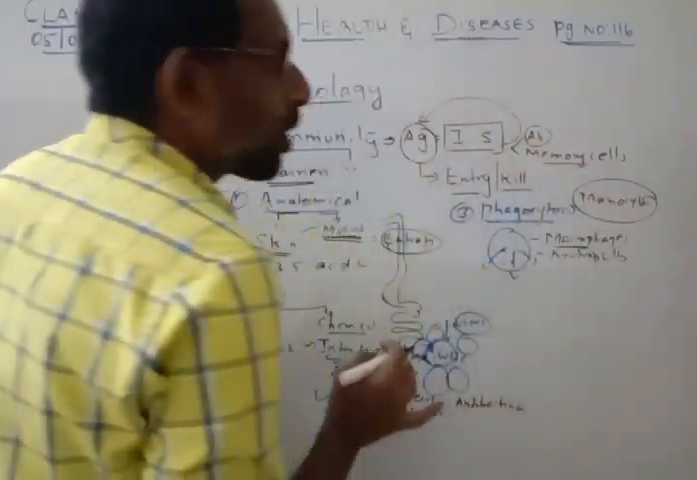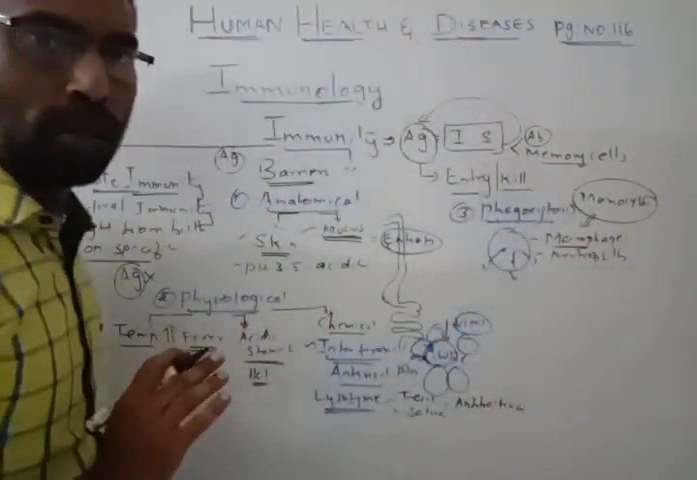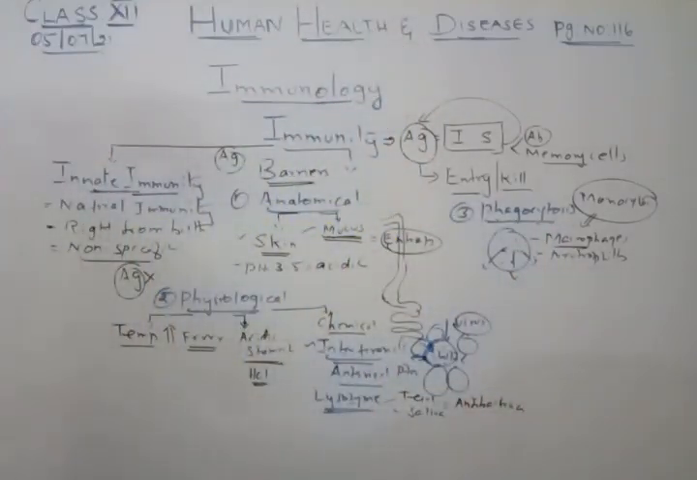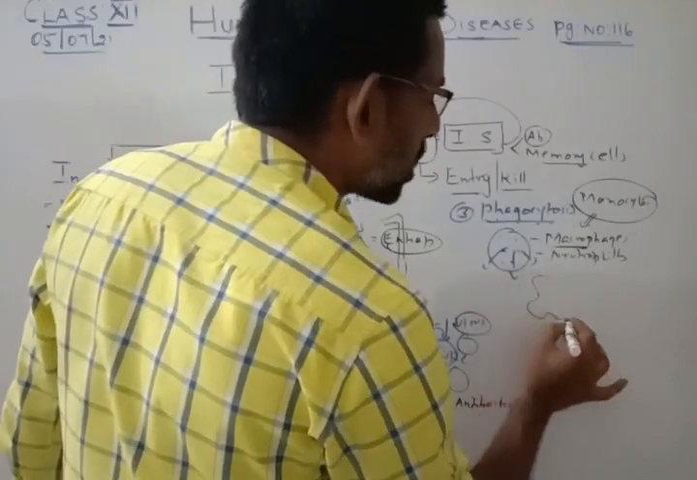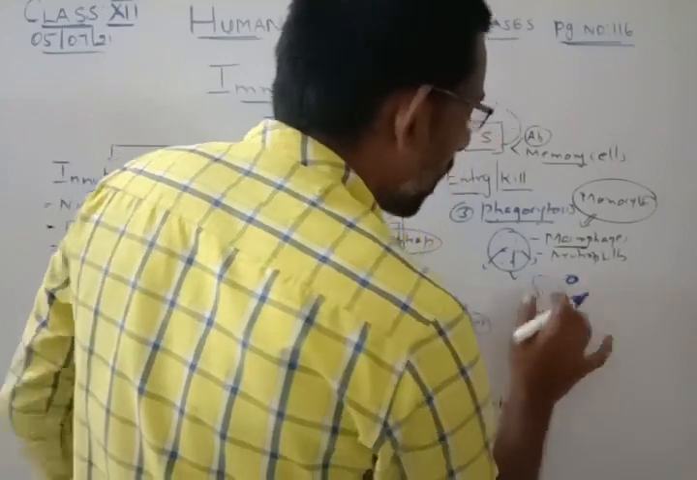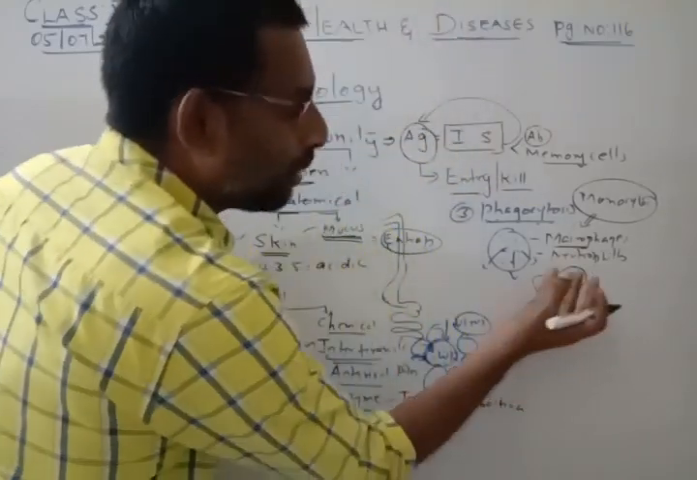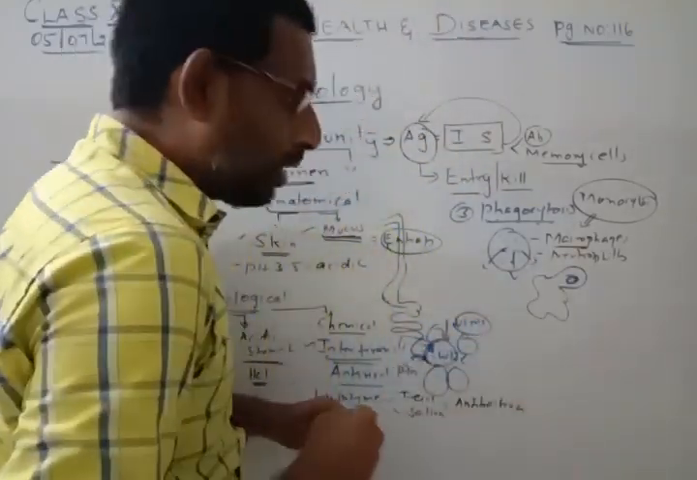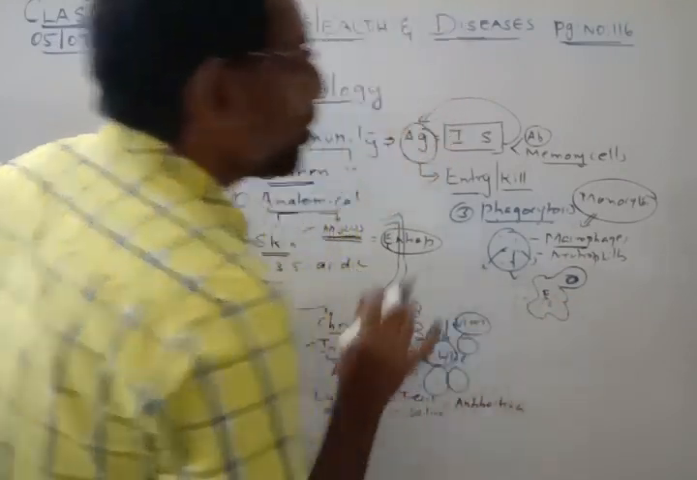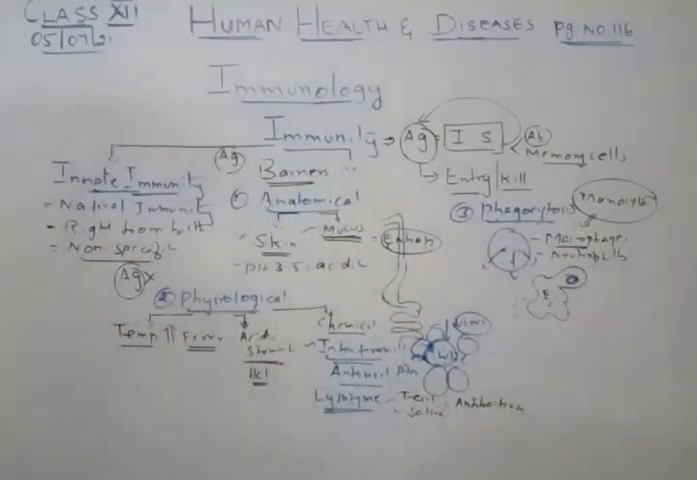Whenever the cell is infected, monocytes are converted into macrophages. Then macrophages will do phagocytosis. If this is a macrophage, an irregular shaped cell, and this is a microorganism, the macrophage will form a structure called pseudopodia, a false foot, and it will swallow the microbes inside, destroy them, detoxify them and throw them outside. That is what is done by a cell called macrophage or neutrophil.